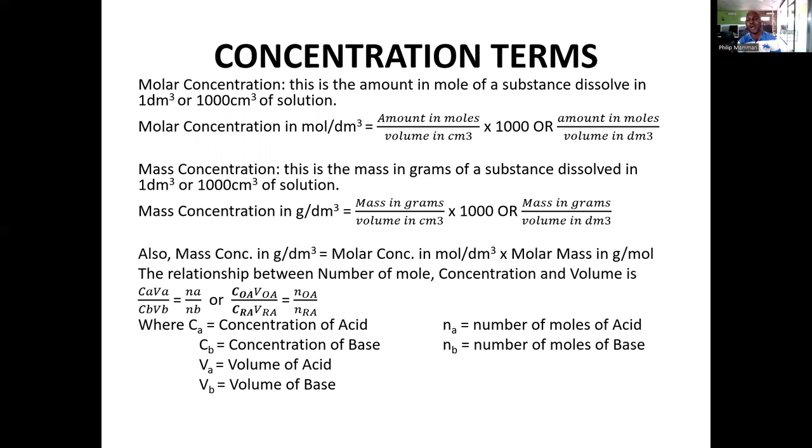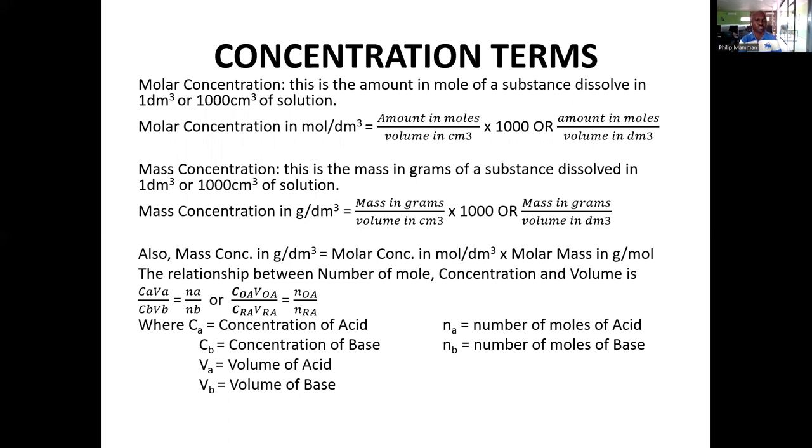Why are we multiplying by 1,000? To convert from cm³ to dm³, from centimeter cube to decimeter cube. So if you have already converted your volume to decimeter cube, your formula will be amount in mole all over volume in decimeter cube. You understood that? I said again, amount in moles all over volume in decimeter cube.